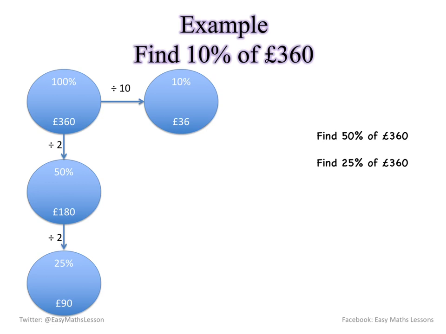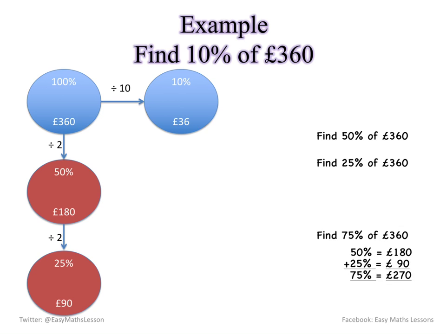What if I want something a little bit more complicated? Let's say 75%. Now, from all of these calculations that I've made here, I can calculate 75% by simply taking 50% plus the 25%, because 50 add 25 is 75%. So take my 50%, which is £180, and I add to that my 25%, which is £90. Together, I should get 75% of my amount, which is £270. So 75% of £360 is £270.